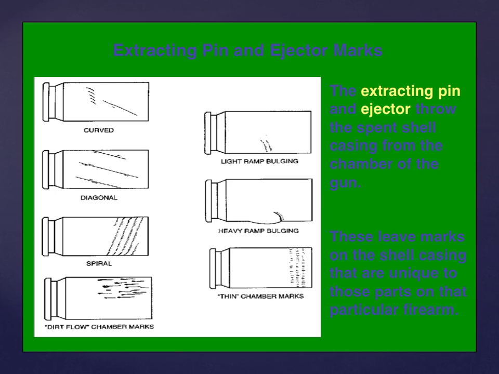But these two parts are capable of leaving marks on your shell casing or on your cartridge, and they're going to be unique to those parts on different firearms. So here are just a couple of examples of what some of those marks could look like. Okay, they're always found on the side of those casings or those cartridges. They're normally pretty obvious.